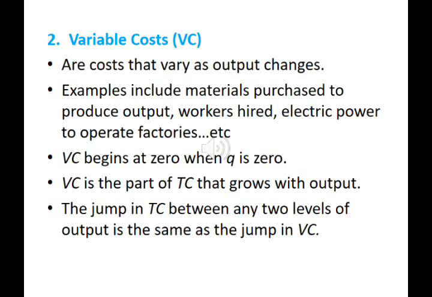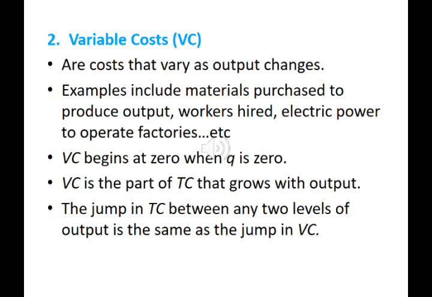of course, the more I produce, and the larger the number of shifts required to produce more output, this will require more electric power. So electric power here is another example of a variable cost. So that's why variable costs will begin at 0 when Q is 0. Before I start producing, I will not be needing any raw materials, I will not be needing any workers. That's why variable cost will be 0 when Q is 0.